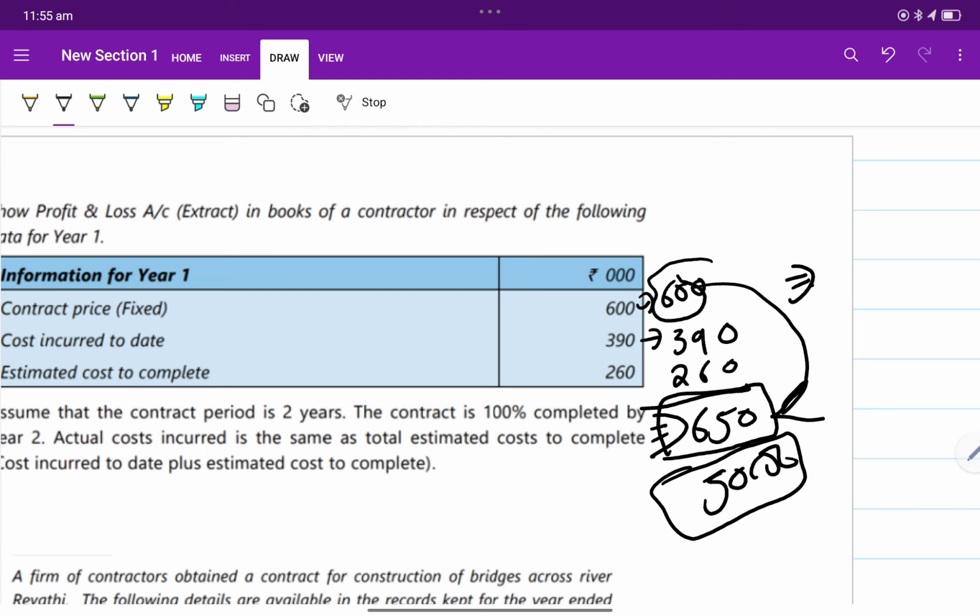Sorry. 390 divided by 650. So 60% of the contract is completed, into 600. How much? 360, Nana. So 390 will be the total cost that you incurred in the first year, whereas what is the total revenue that you are booking in the books? 360 rupees, Nana. So what is the loss you will book?